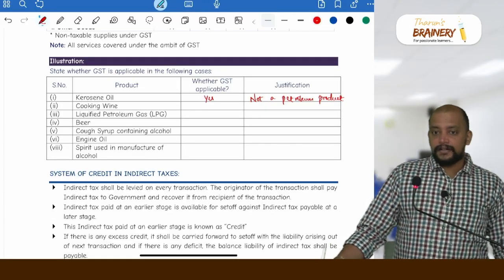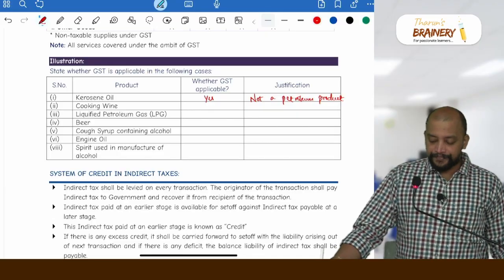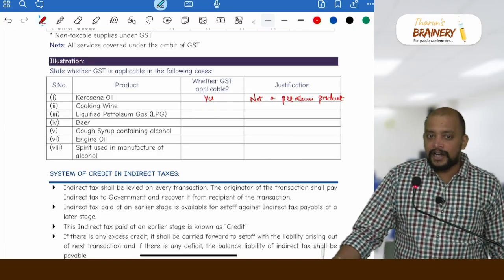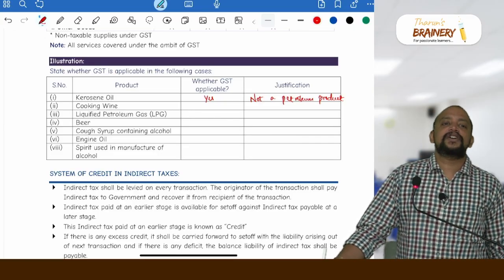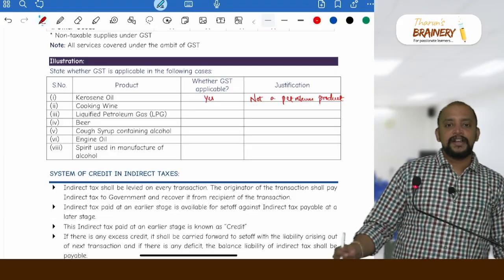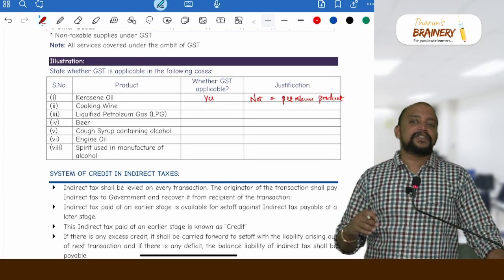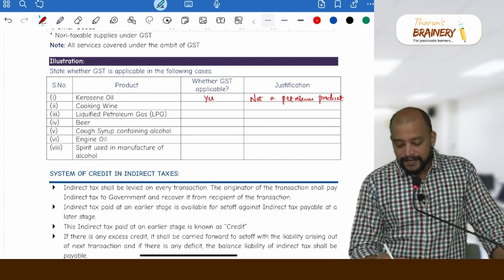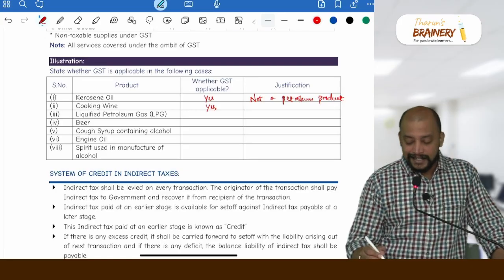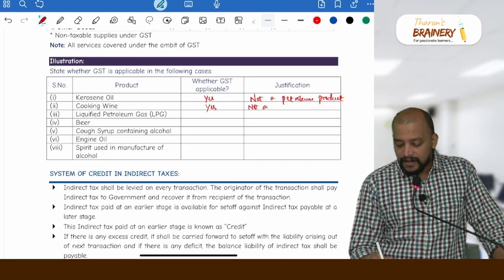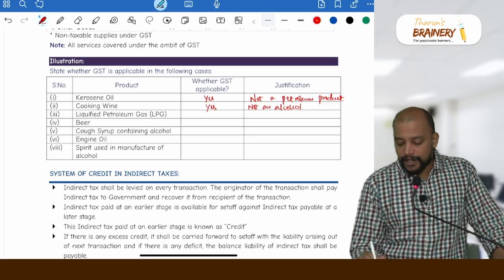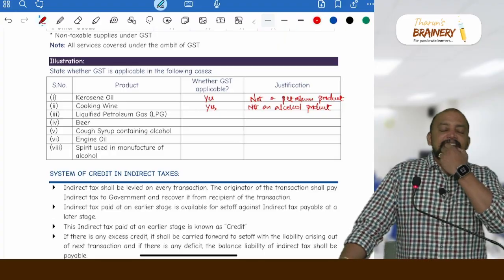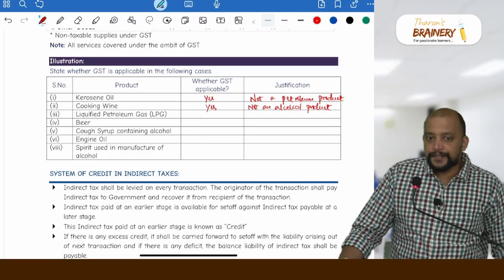Then cooking wine. What about cooking wine? Whether GST is applicable or not? Whether cooking wine has alcohol? No. Cooking wine is not an alcoholic liquor for human consumption. So cooking wine will not have any alcohol. Just because the name wine is there, don't drink it, okay? So it will not have any kind of alcohol. So whether it is chargeable to GST? Yes. Reason: not an alcohol product.